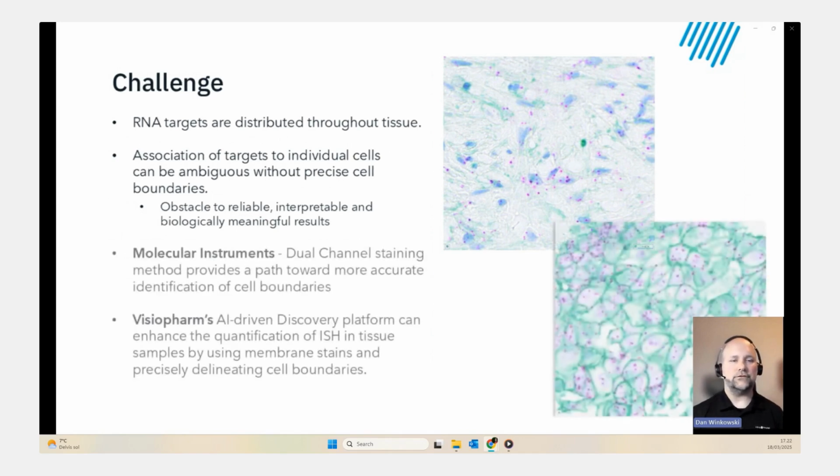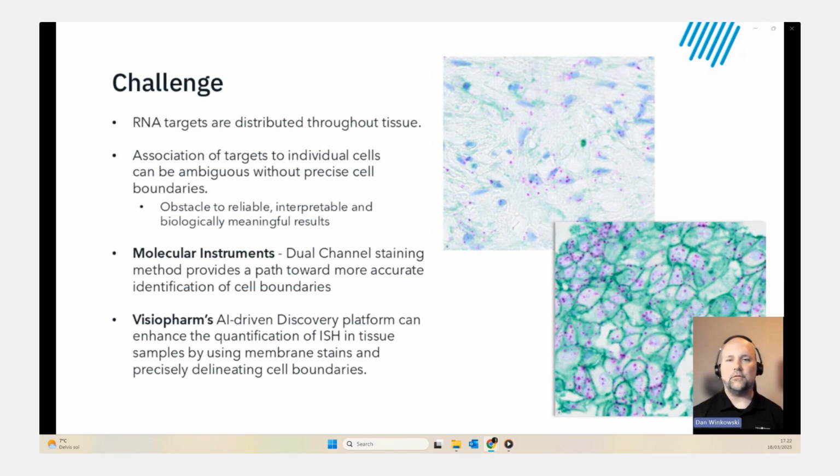So, what's the solution? As we just heard from Randy from Molecular Instruments, they've developed a dual stain method that identifies not only the cell nucleus and RNA targets, but also stains for the membranes so that the cells can actually be identified. This helps guide how the cells should be divided and where the cell boundaries are located.